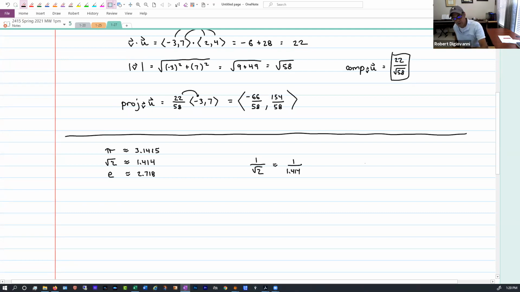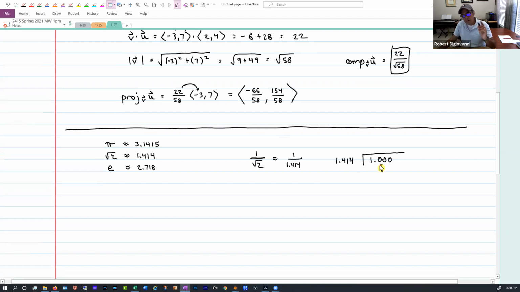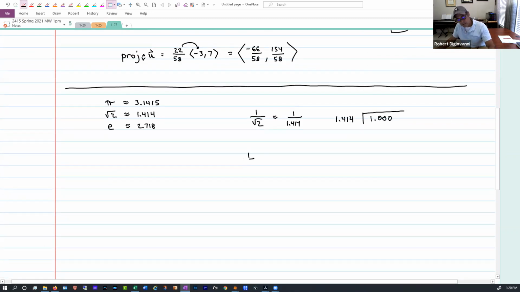Now, to do this division, you have to go back to grade school. You have a division box, and inside the division box, you're going to put 1.000, and on the outside, 1.414. And now you have to start playing this game where you're like, what do I multiply 1.414 by to get 1? Well, I can't. So what do I multiply 1.414 by to get 10? I don't know. I'm not sure. It's a little tough. Okay, now rationalize it first.